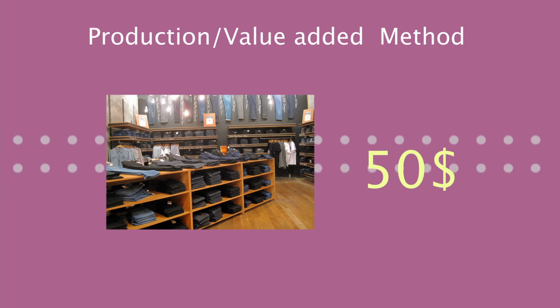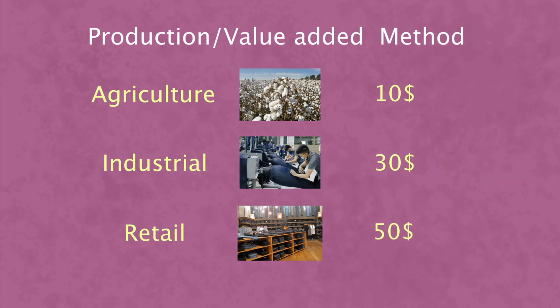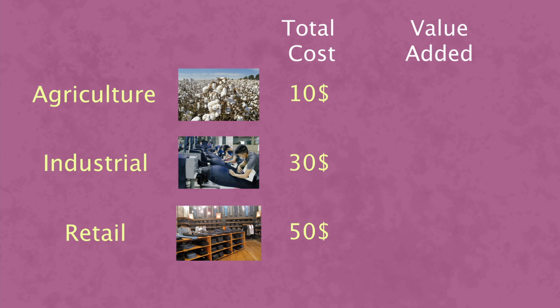So the value added by each industry is calculated by subtracting the cost from the previous industry. So in this case, the farmer has added a value of $10. The value added by the factory would be 30 minus 10, that is $20. Similarly, the value added by the store would be 50 minus 30, that would be $20.